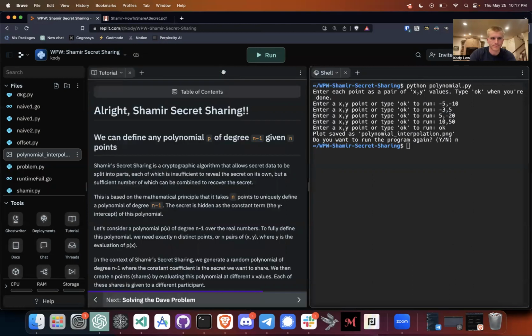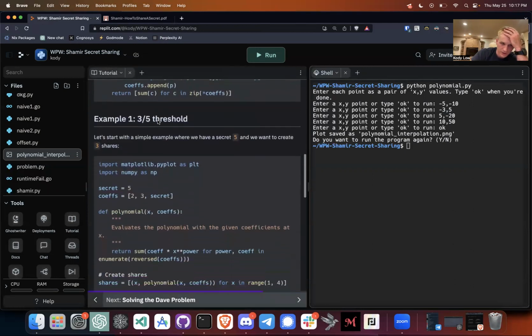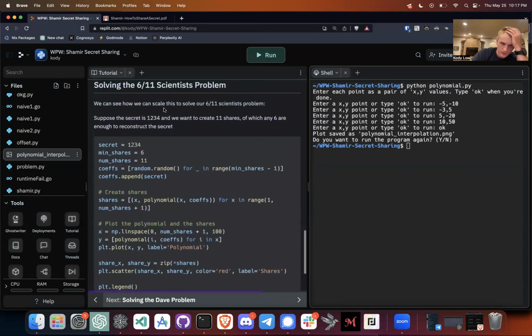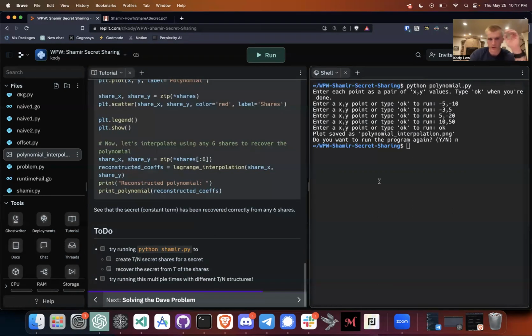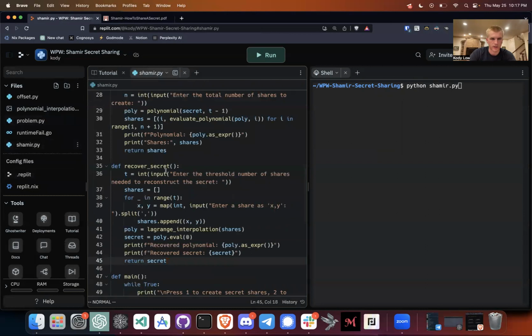So here we go. Shamir secret sharing, right? So you need the Lagrange interpolation. Here's an example of doing like a 3 of 5. Here's how we'd solve the 6 of 11 scientist problem or whatever. Let's actually run this, right, to see an example. So let's do clear. Then we're going to do python Shamir.py.